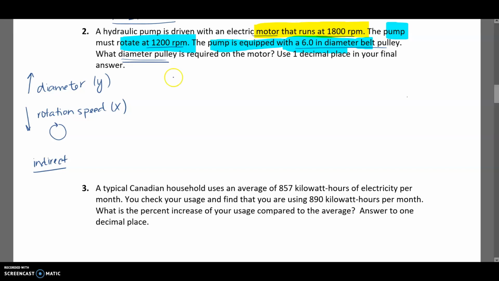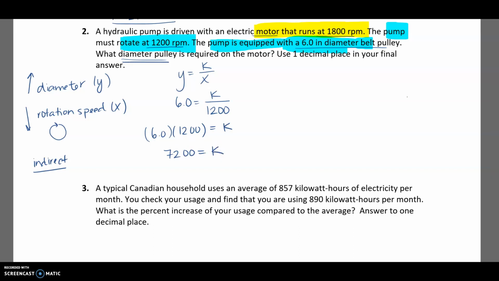Since this is an indirect relationship, I know y equals k over x. I can sub in my diameter for y, so 6.0 equals k over x, which is 1200 RPM. To get k by itself, since it's being divided by 1200, I multiply on the other side. 6 times 1200 equals k. So k is 7200.